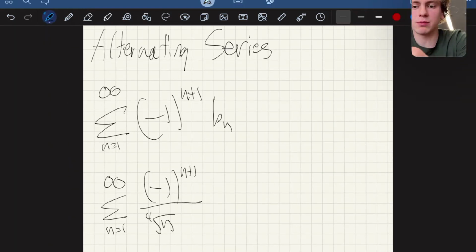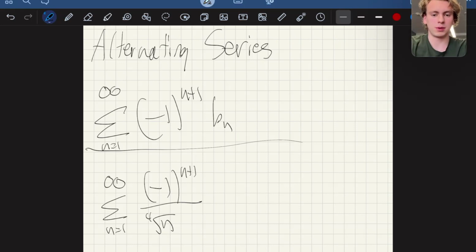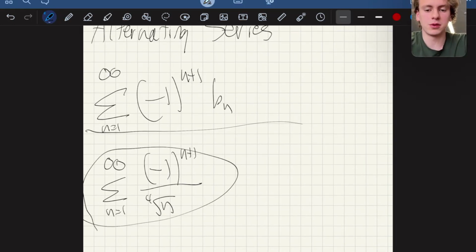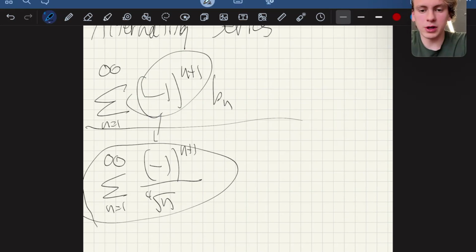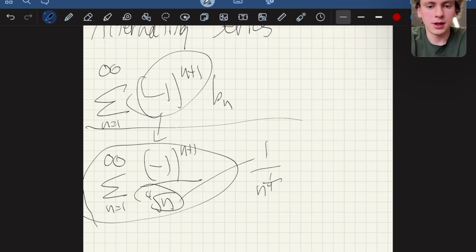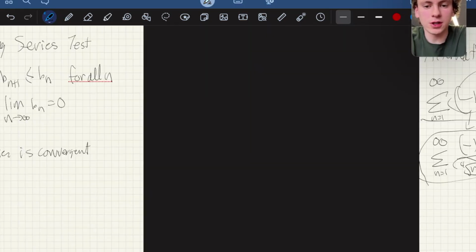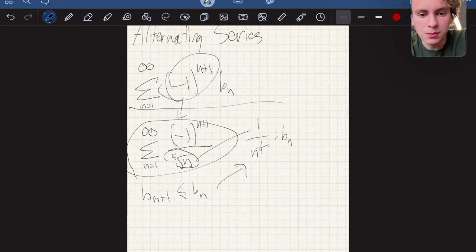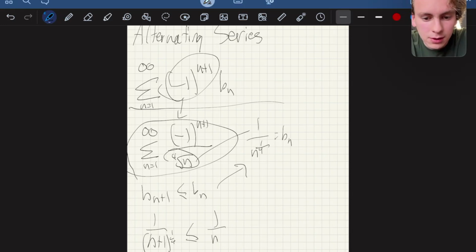An alternating series, as we explained before, can be written in this form, (-1) to the n plus 1 times b sub n. So how does this apply to our case? Well, this is the series I gave as an example. This part is the numerator, therefore b sub n is 1 over n to the 1/4. The first condition is b sub n plus 1 less than or equal to b sub n. So b sub n plus 1, which is 1 over n plus 1 to the 1/4, would have to be less than or equal to 1 over n to the 1/4.